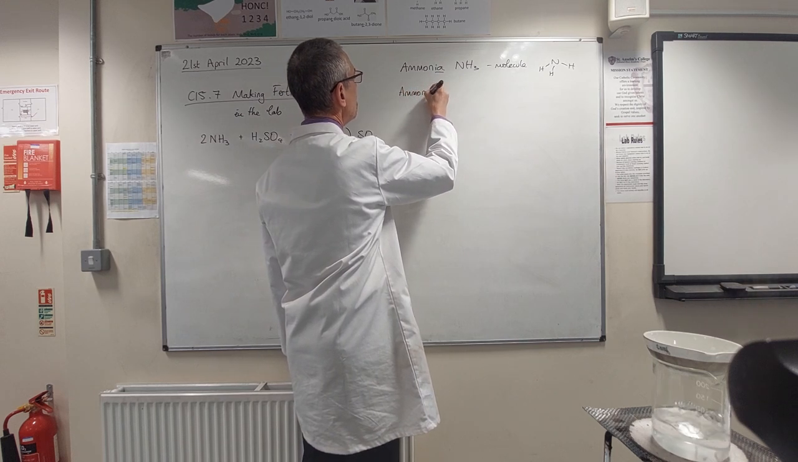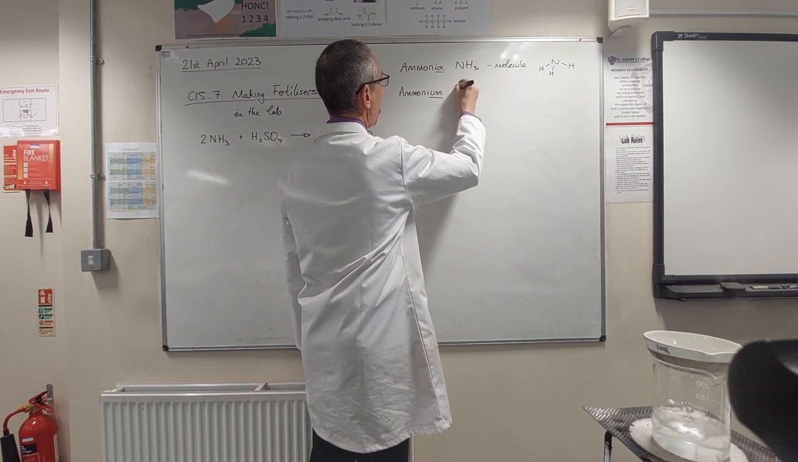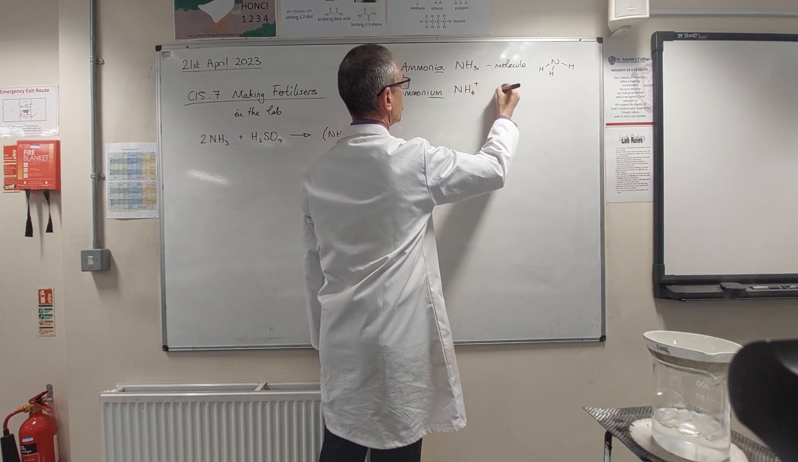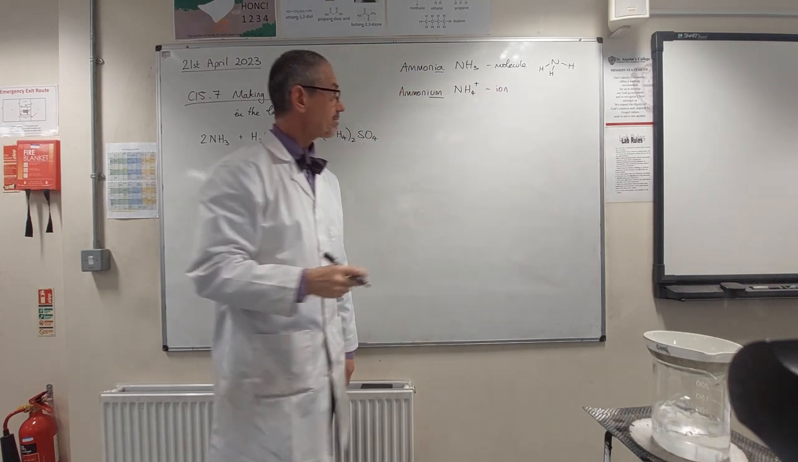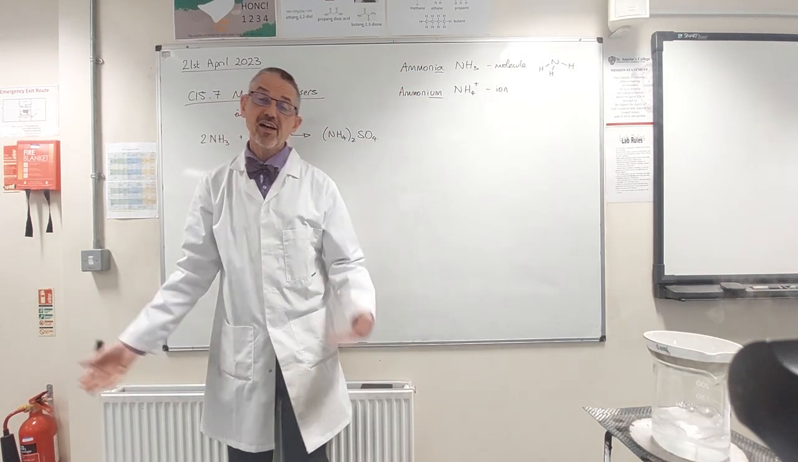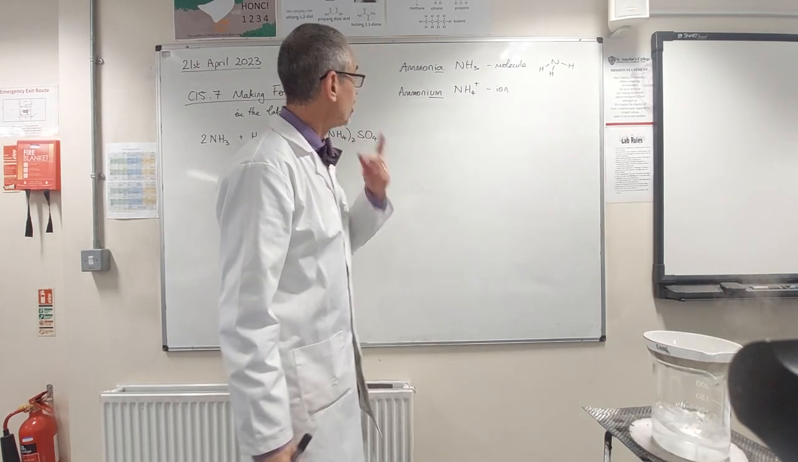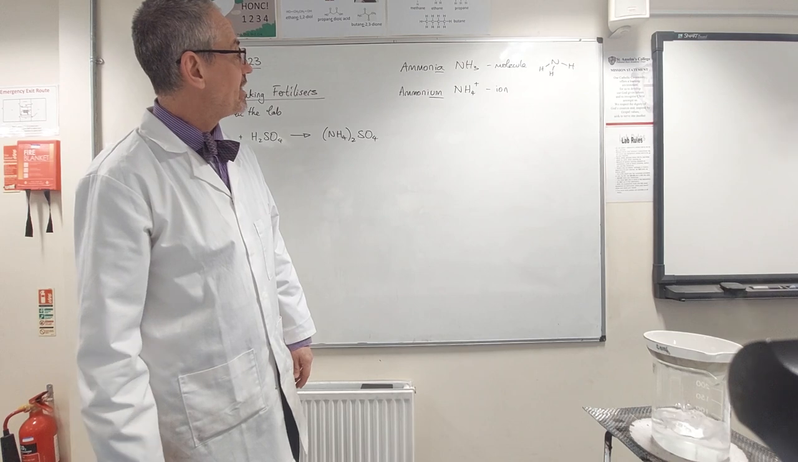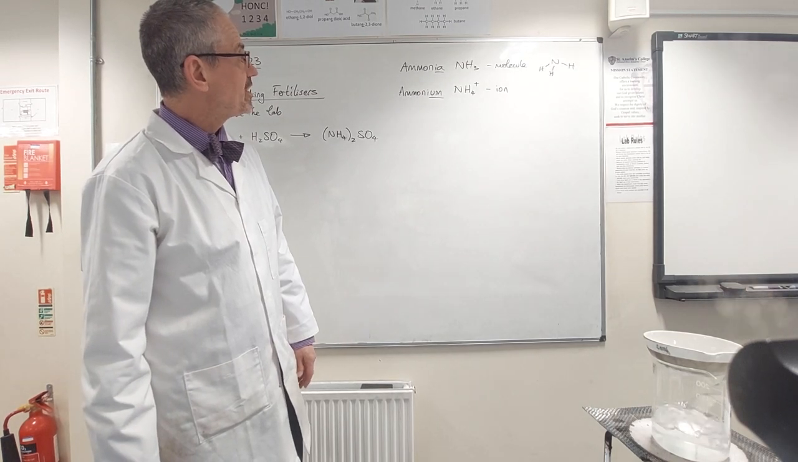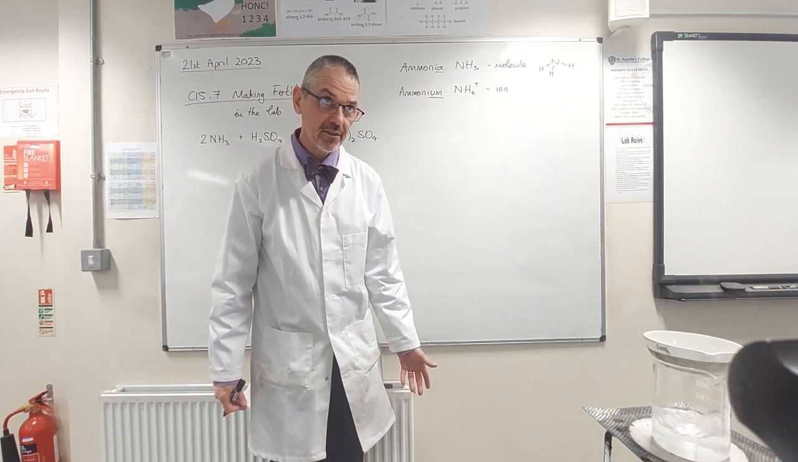Ammonium is an ion, NH4+. Like other ions, it bonds ionically with other ions, negatively charged ions. It's the form of ammonia that's found in solution.